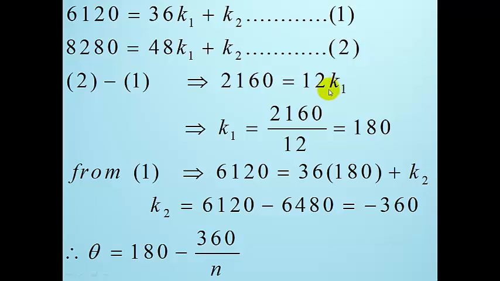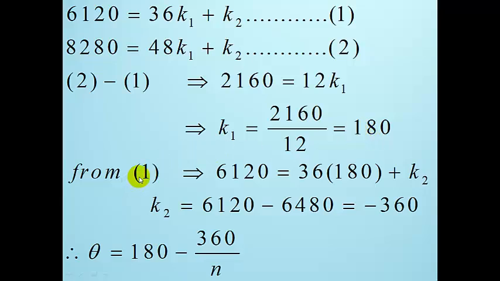We need to find k1. So we divide the right hand side by 12, and we divide the left hand side by 12. When we divide the right hand side by 12, we are left with k1. And when we divide the left hand side by 12, we are left with 2160 divided by 12. That is how come we have k1 is equal to 2160 divided by 12, and the answer is 180. That means that k1, the first constant of proportionality, is equal to 180.